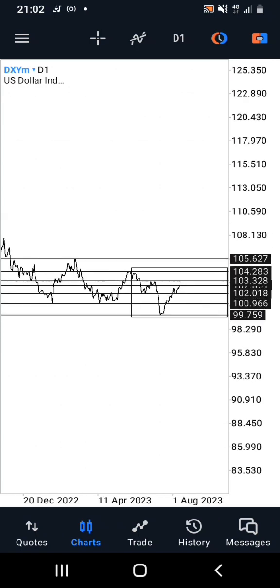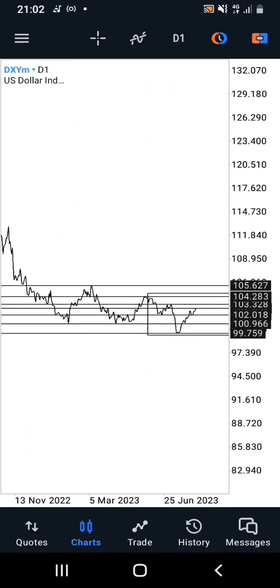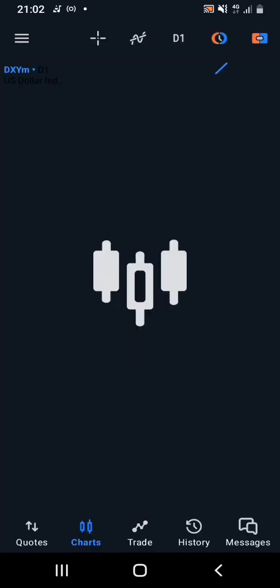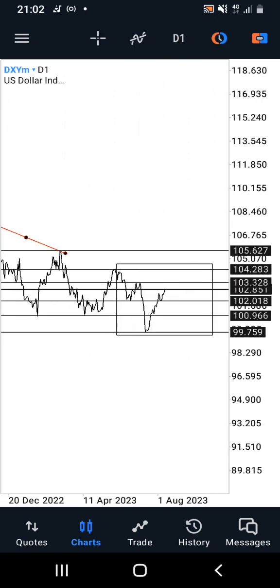So basically this is what I'm going to do for DXY, and once I find the market direction for DXY, which I am predicting to be a sell, I should be looking to then buy XAUUSD and sell USDJPY, USD CAD, and so forth. So this is mainly to open your minds as to what could happen.